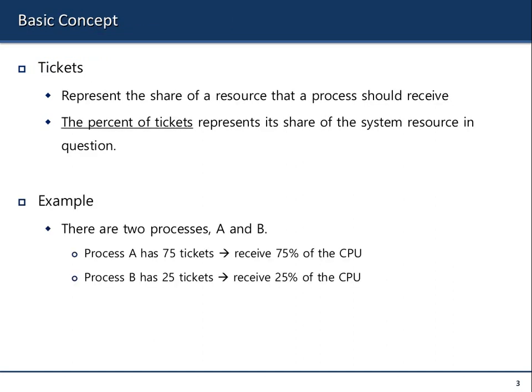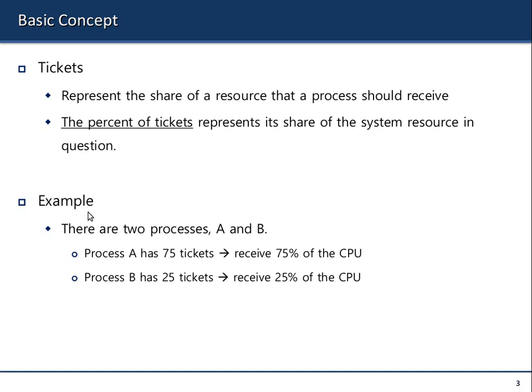Right. So, one way to do this is actually called lottery scheduling. Lottery, wherein you are given tickets, and the tickets represent the share of a resource that a process should receive. So, each process will be given tickets, and the percent of tickets represents its share of the system resource in question. So, that's something like economics, right? Some application of economics. So the basic idea is you have processes having tickets.